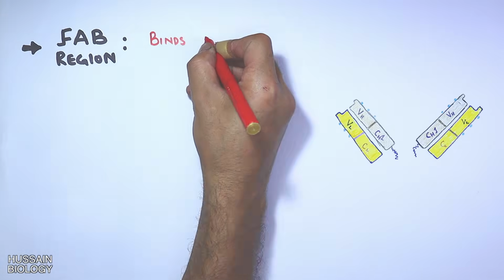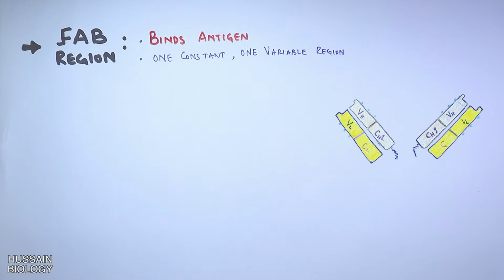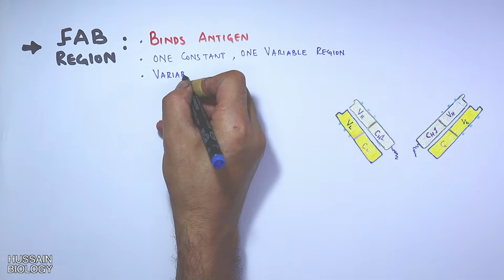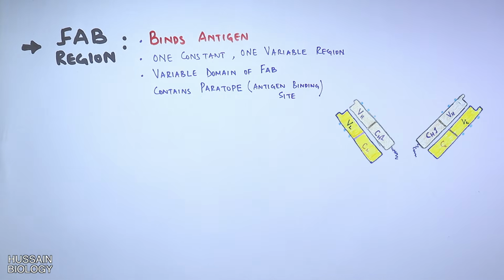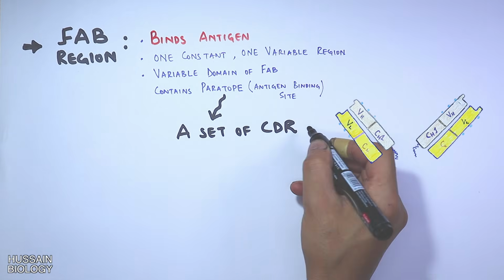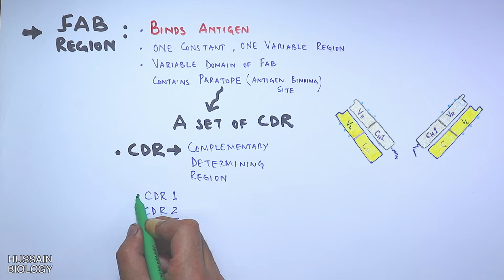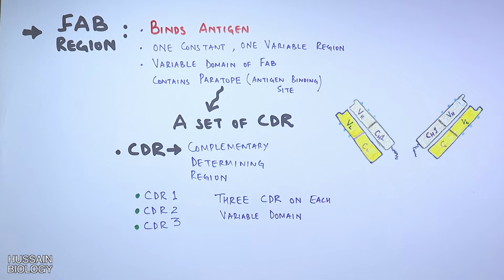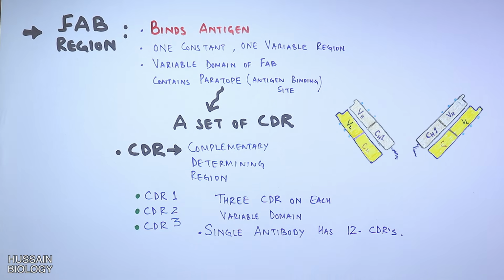The Fab region binds antigen. It has 1 constant and 1 variable domain. The variable domain of the Fab region contains the paratope, which is the antigen binding site. This paratope is a set of CDR, that's complementarity determining regions. And we have 3 types of CDR, CDR1, CDR2, CDR3. Each variable domain has 3 CDR, which makes 12 CDR molecules for a single antibody. 3 on each variable domain, that's 3, 3, 3, 3, that's 12 CDR molecules for a single antibody.